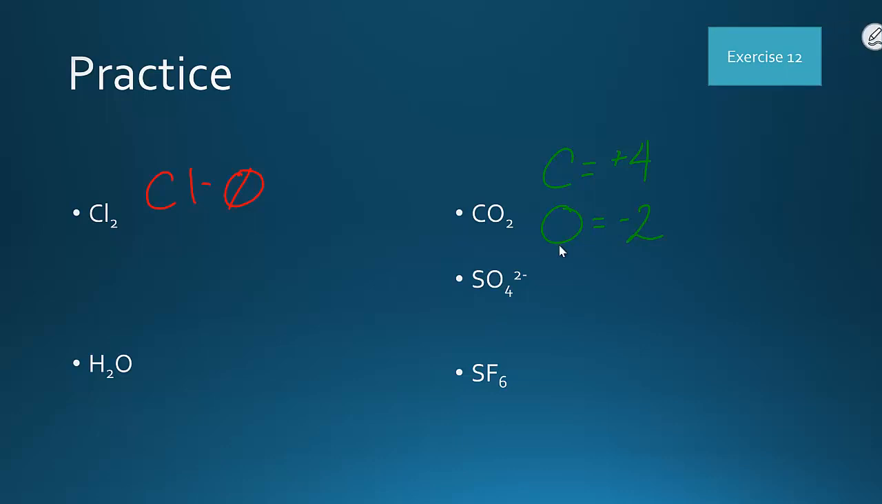In the compound water, oxygen is a -2, water is neutral, so each hydrogen has to contribute a +1. So hydrogen in this case is a +1.